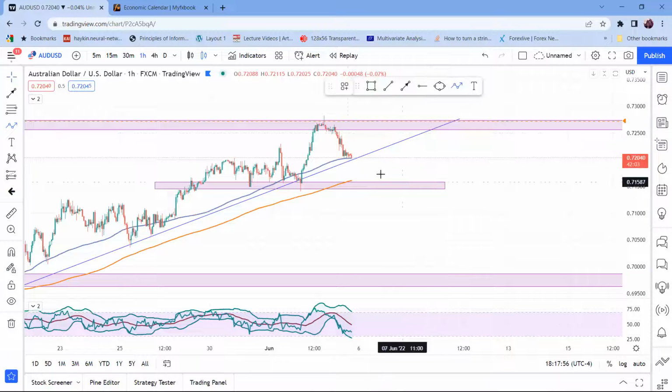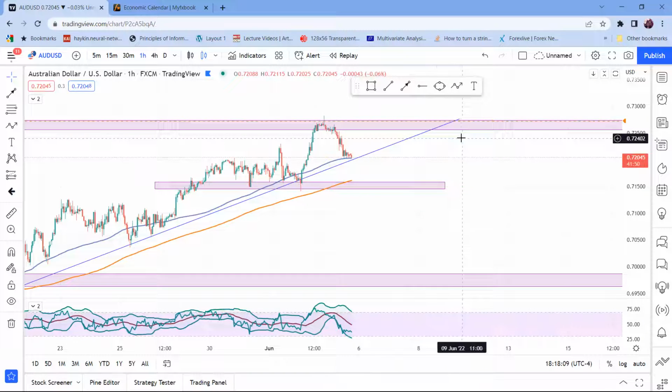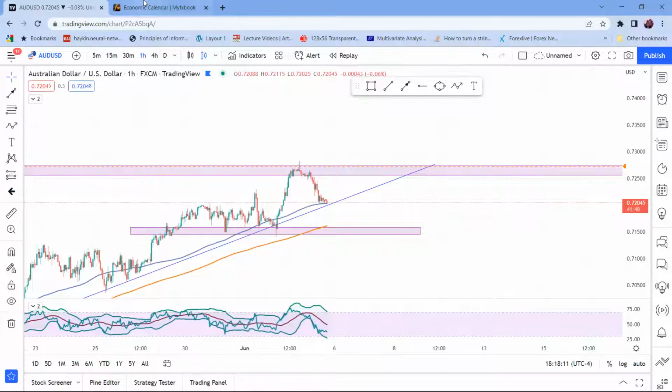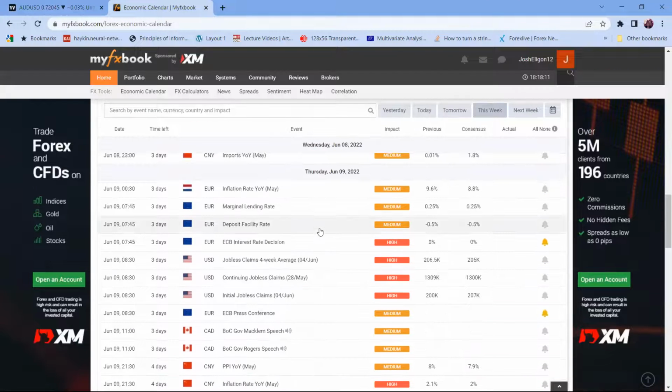I am expecting a possible further move to the downside, for price to possibly come back into this area and then see how price reacts into that area and then a continuation move upwards. Overall, for the week, there's nothing really to be talked about in terms of the USD. We do have some news coming out, but you can see it's a little bit more bearish.